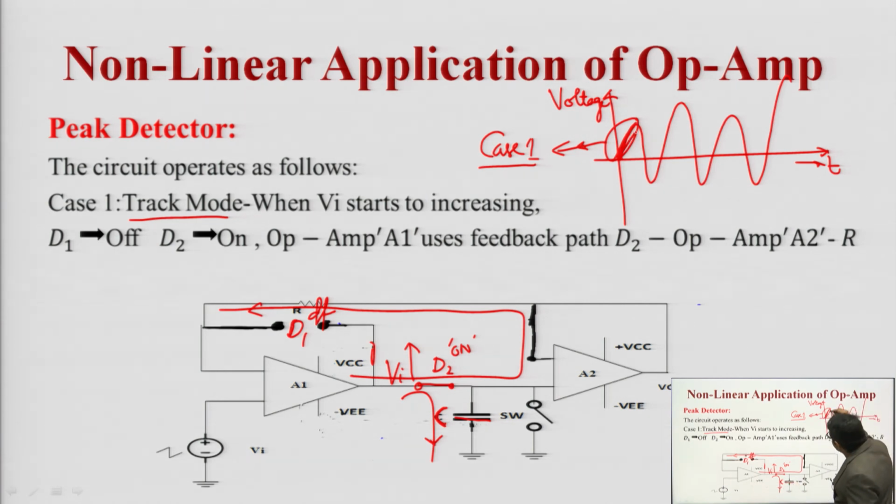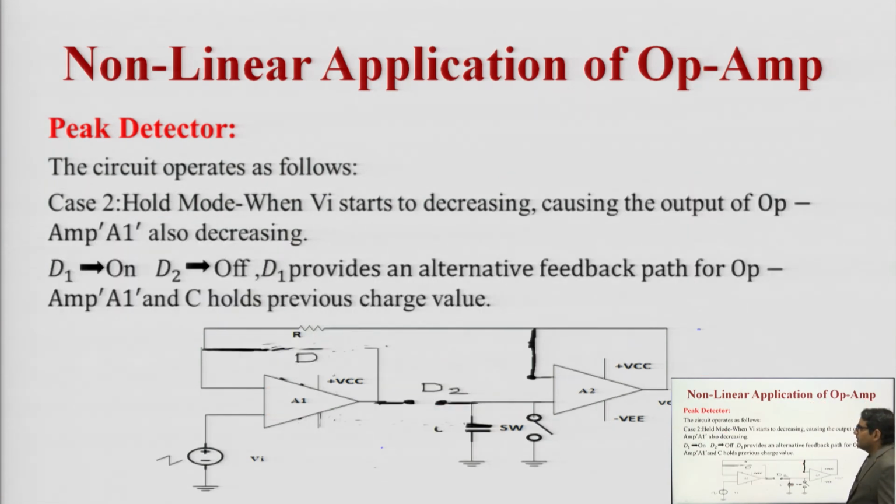So, this section is the track mode and the external capacitor is charging. The charging behavior depends entirely on the input voltage Vi, and the charge voltage of the capacitor will appear at the output through a voltage follower, because the voltage follower is a unity gain circuit. This is the negative, this is the positive, and Vout will be approximately Vi.